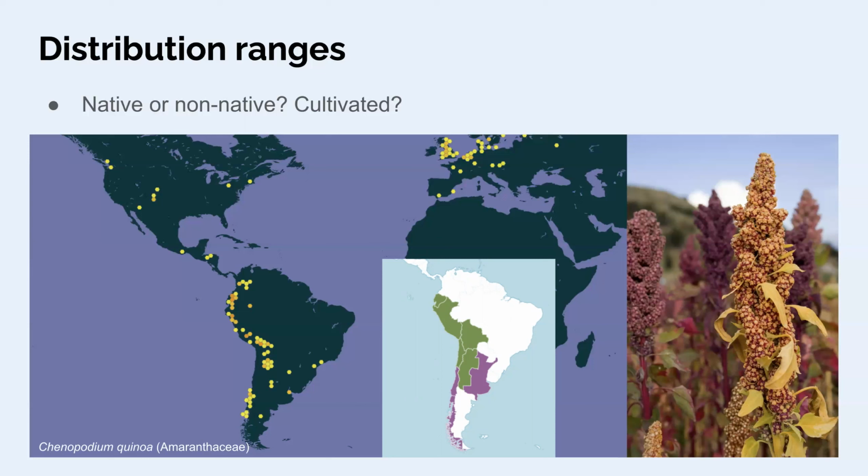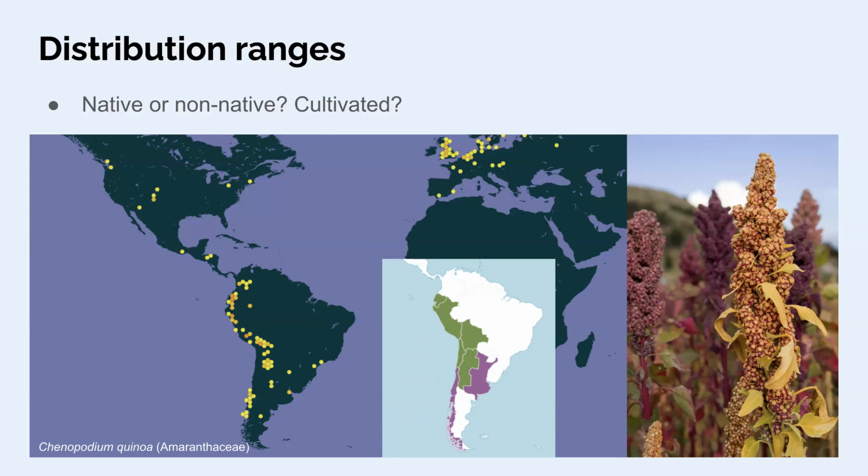So on their maps, green is native, purple is non-native. And so this plant has been determined to be native to the Andes mountain range. People knew that basically. So I didn't show you the rest of the map, but this is the only place the species is native. So growing in North America is outside of its native range, probably in cultivation. Growing in Europe is outside of its native range.